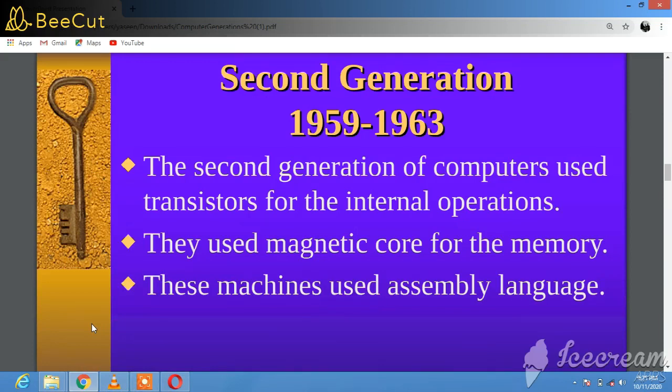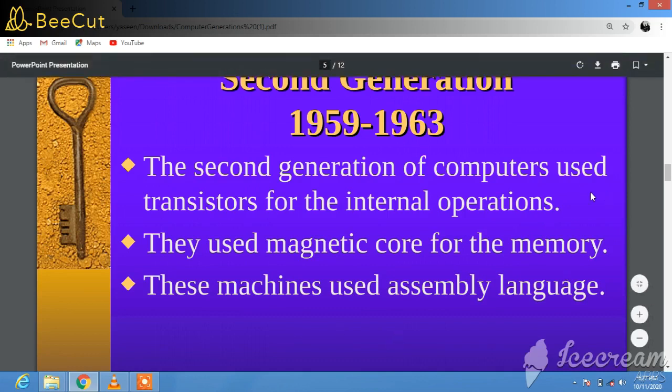The main features of the second generation: first, the transistor is used, which is reliable compared to vacuum tubes. In the second generation, the size is reduced compared to first generation computers. They generate less heat compared to first generation computers. Second generation systems consume less electricity compared to first generation computers.